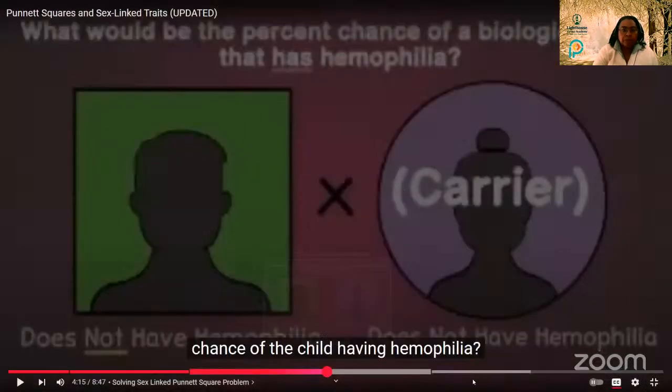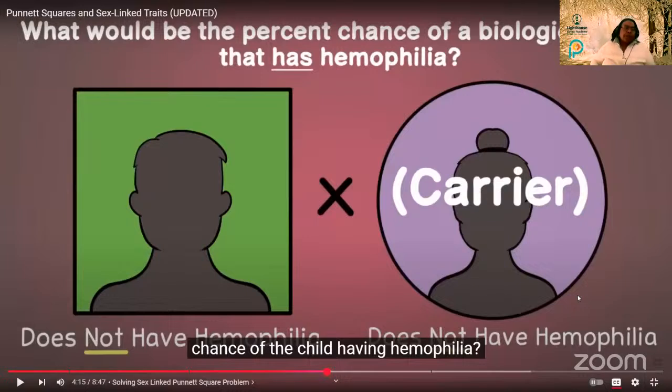All right, write this question down. What would be the percent chance of a biological child that has hemophilia if the male does not have hemophilia, but the mother is a carrier? Okay, right? That's the question. That's the situation that you have.